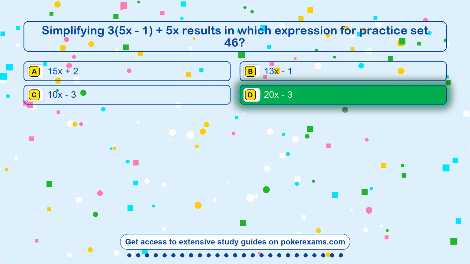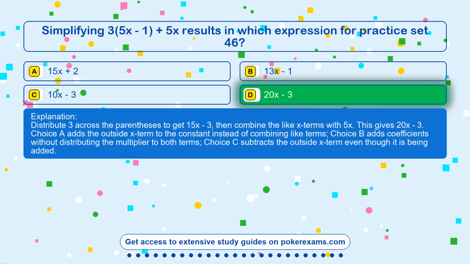The correct answer is option D, 20x − 3. Distribute 3 across the parentheses to get 15x − 3, then combine the like x terms with 5x. This gives 20x − 3. Choice A adds the outside x term to the constant instead of combining like terms, choice B adds coefficients without distributing the multiplier to both terms, choice C subtracts the outside x term even though it is being added.